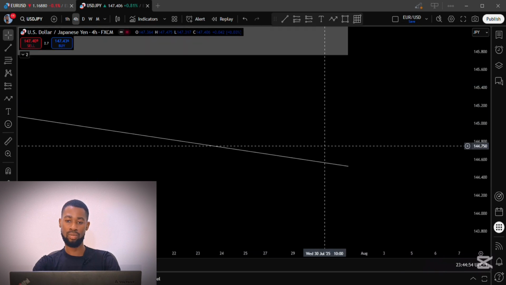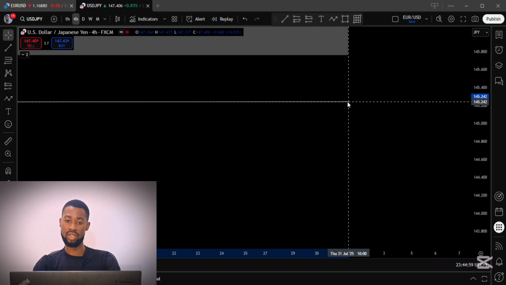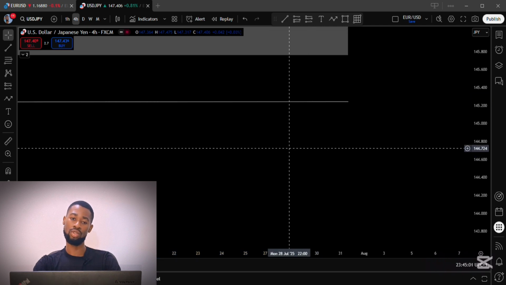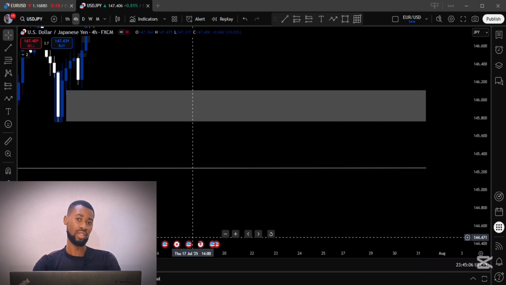You don't want to trade blindly. You want to trade with data. You want to trade with what you see on the chart and not what you feel or what you want the market to do. The market does not respect your emotions.